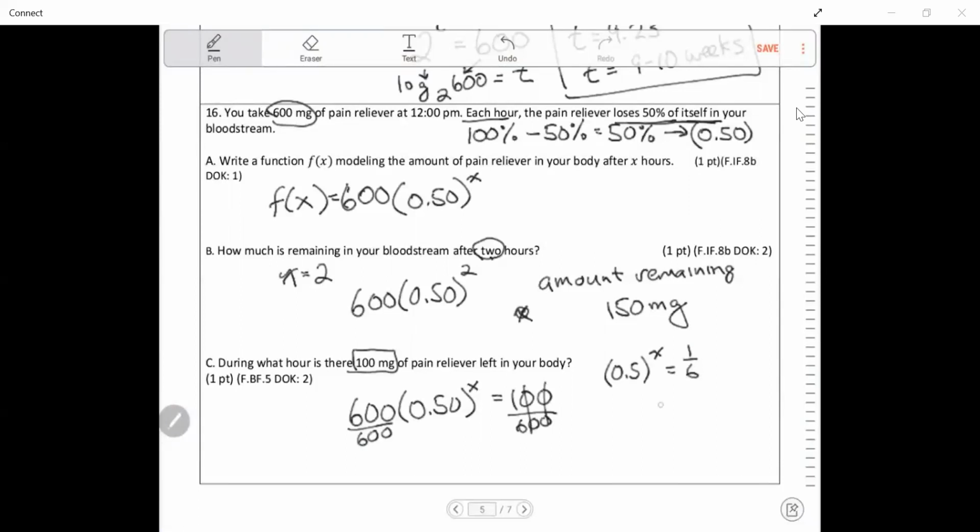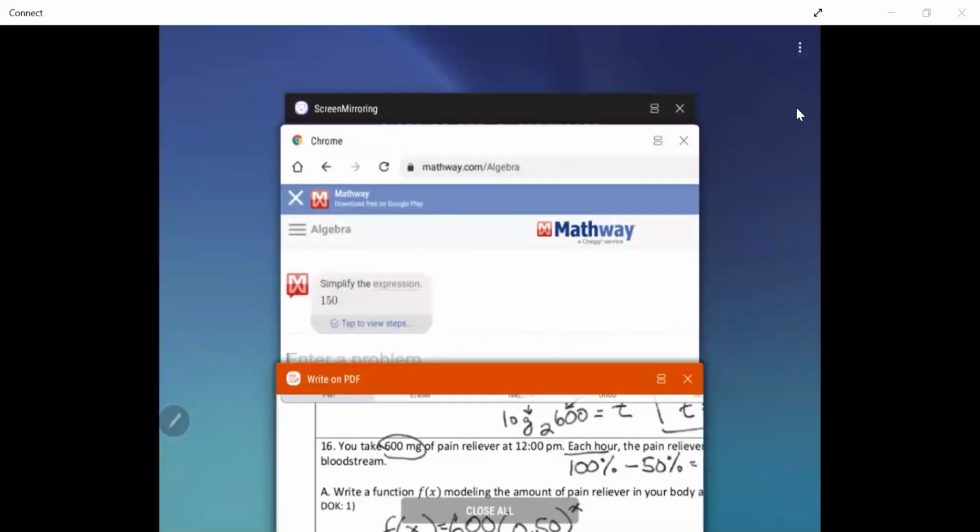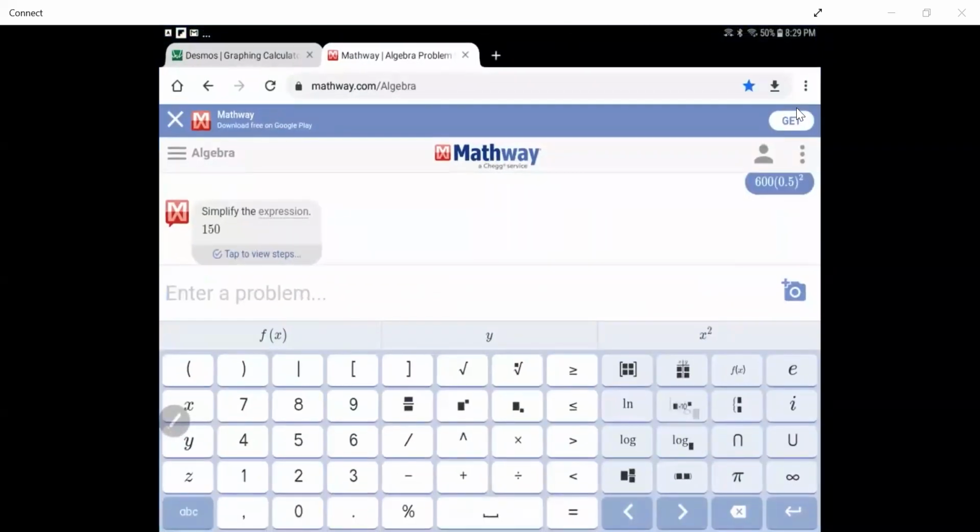So we're going to drop our base. Our base is 0.5. We drop our base, and then we switch our numbers, so we have x over here and 1/6 over here. Well, I'm really glad I have a calculator for this. So we have log with base 0.5 of 1/6, and it tells me it's 2.585, rounded.